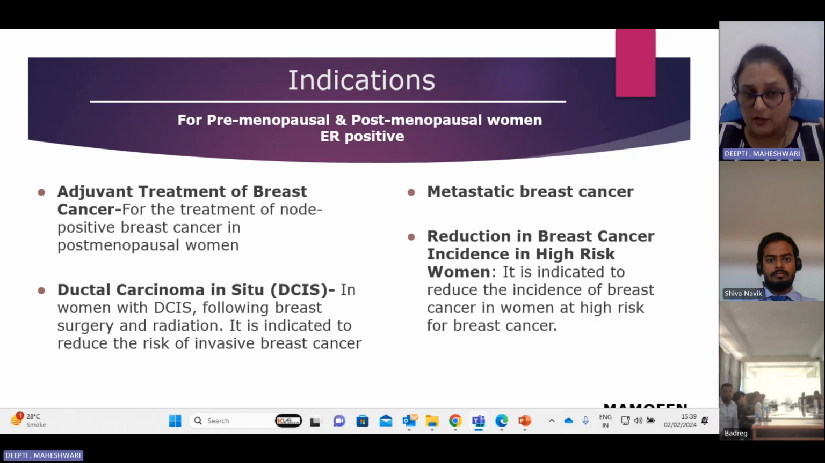It can be given in the adjuvant setting, it can be given in ductal carcinoma in situ, it can be given in metastatic breast cancer patients, and it can also be given in high risk women. Okay, so these are the four big indications. It can be given in pre-menopausal women, and it can also be given in post-menopausal women who are ER/PR positive. So I hope the indications are clear.